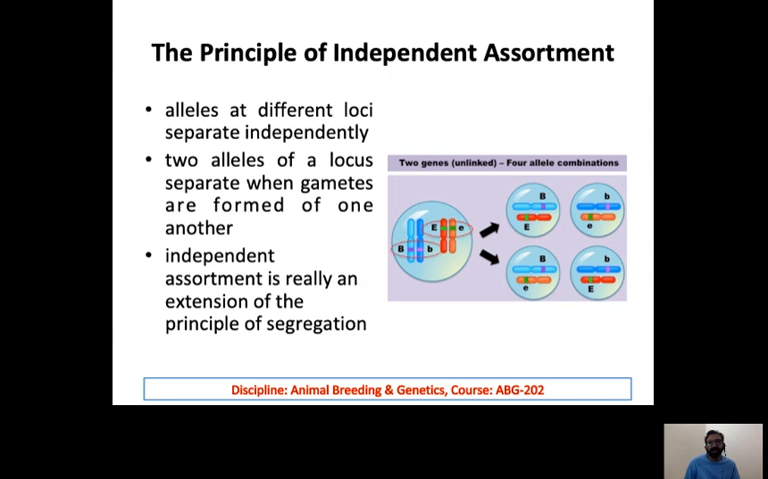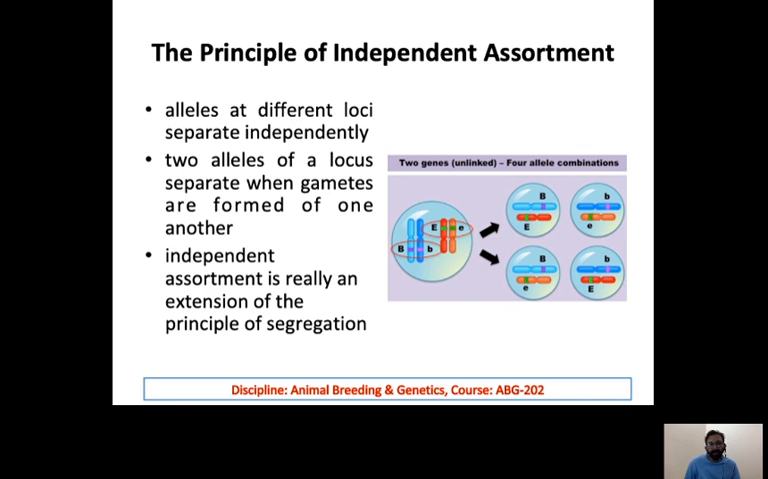Now, the diagram on the right side of your slide, you can see there are two chromosomal pairs, and one chromosome is having capital B and small b. This is basically one gene which has two allelic forms, capital B and small b. Similarly, the other, that is capital E and small e.